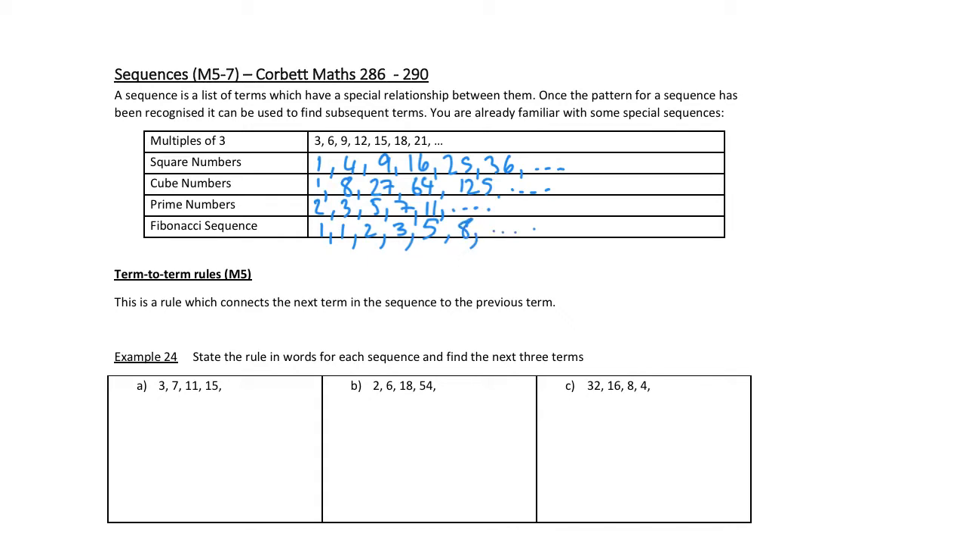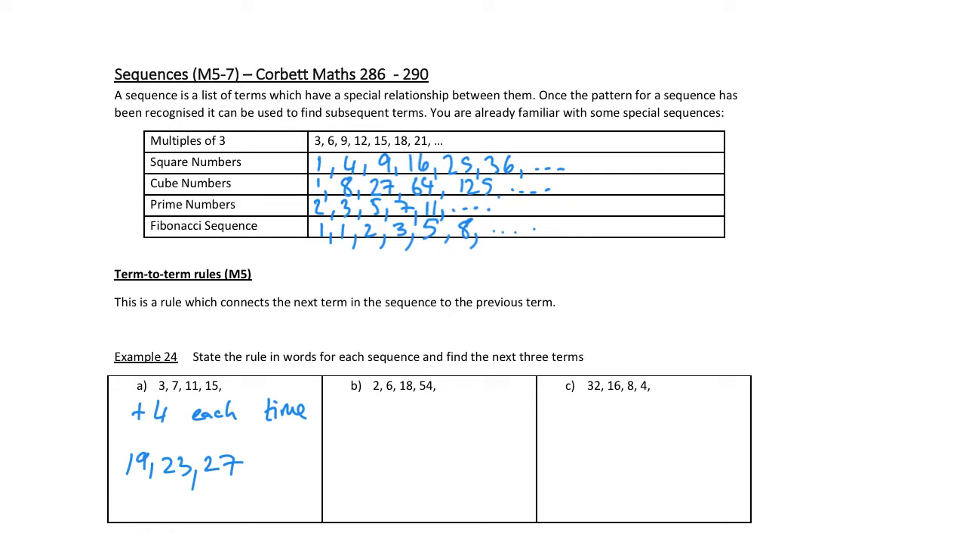So term to term rules, this connects the next term in the sequence to the previous term, similar to the Fibonacci one. So if we want to state the words for each sequence and to find the next 3 terms, to get from 3 to 7, we add on 4. From 7 to 11, we add on 4. And from 11 to 15, we add on 4. So the term to term is add 4 each time. And the next 3 terms are going to be 19, 23, and 27.